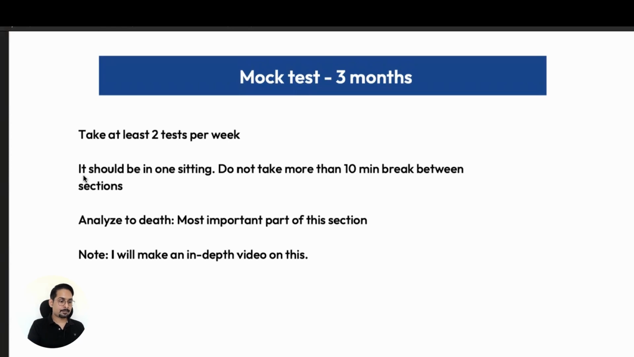All right. It should be in one sitting. I have seen many of my students answer the verbal section of a mock test on day 1, LR on day 2, and quant on day 3. So that's not how you should do it. You should attempt mocks very precisely. Okay. Do it in one sitting. If you want to take a break, don't take a break for more than 10 minutes between sections.